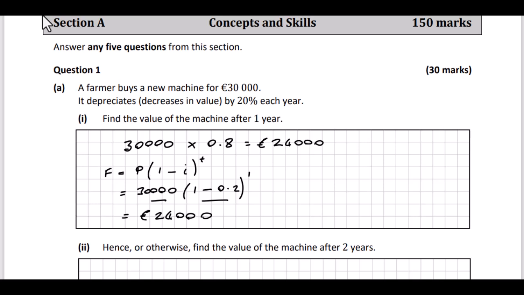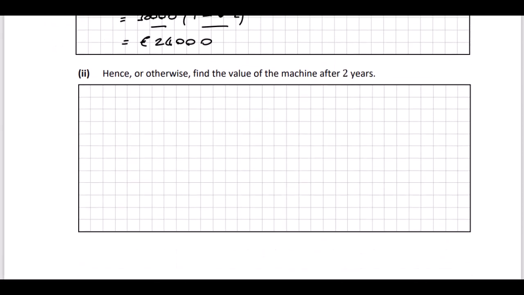Okay, so that's the first one done. Let's have a look at the second one. Hence or otherwise, find the value of the machine after 2 years. So here you can do the same again. You can reduce the 24,000 by another 20%, or if we use the formula, F is equal to P(1 minus I) to the power of T, we can start with our 30,000, 1 minus 0.2, and this time 2 years.